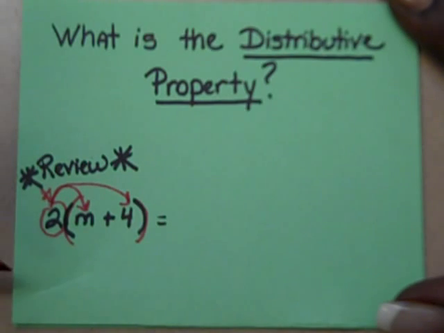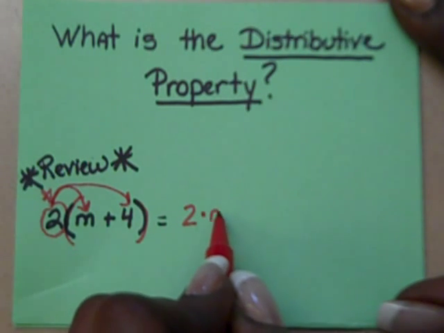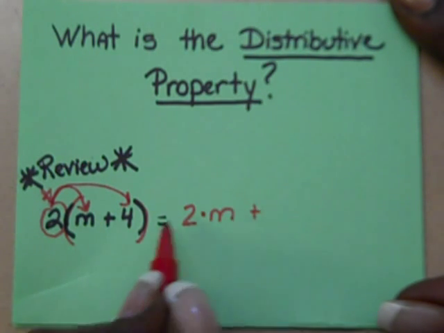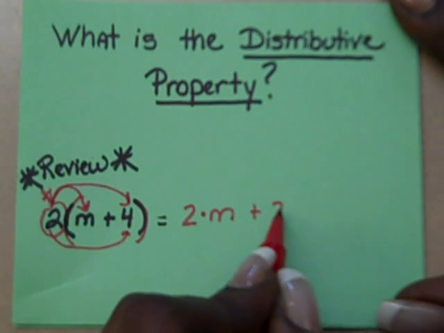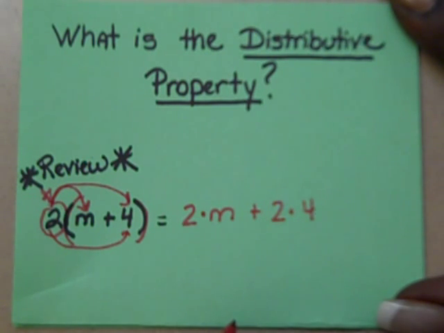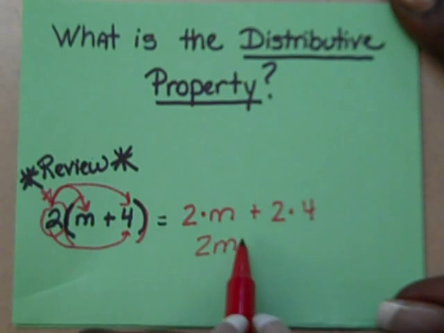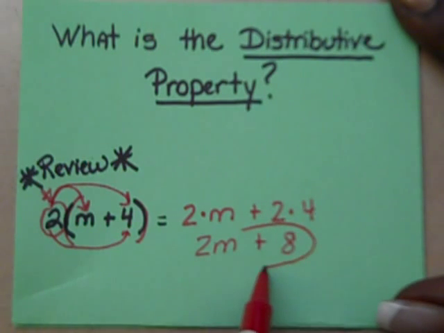So in this example, we're going to distribute the 2 to the m by multiplying 2 times m, and we are going to distribute the 2 to the 4 by doing 2 times 4. So when you multiply 2 times m, you get 2m, and 2 times 4 is 8. This would be our simplified expression, 2m plus 8.